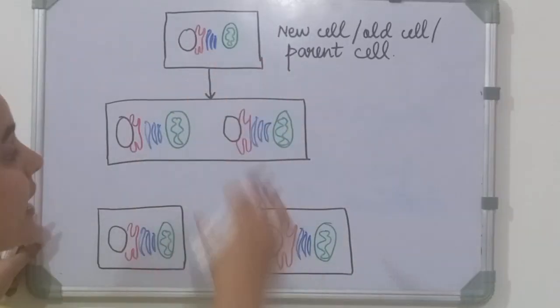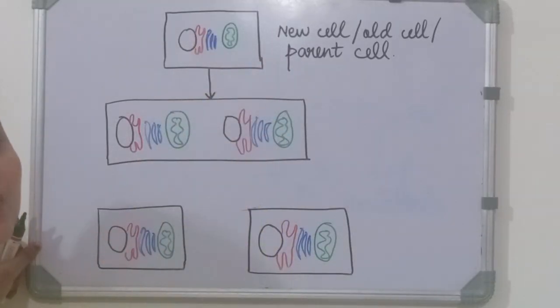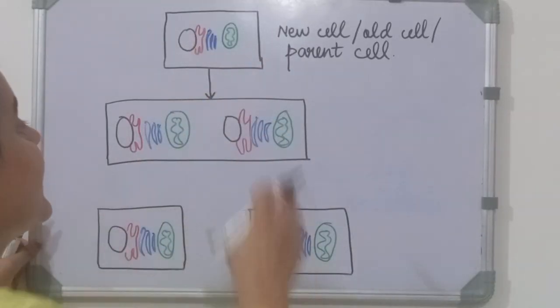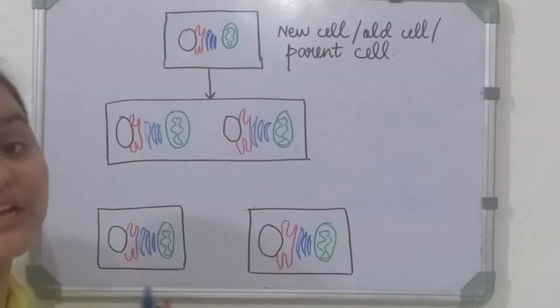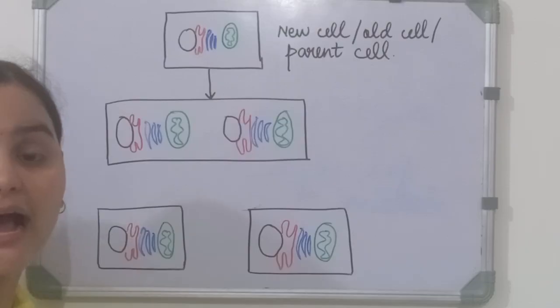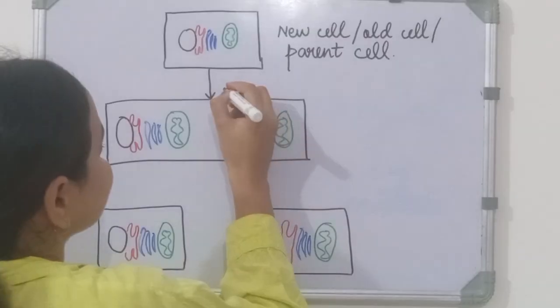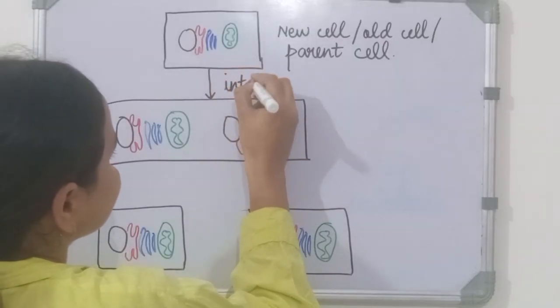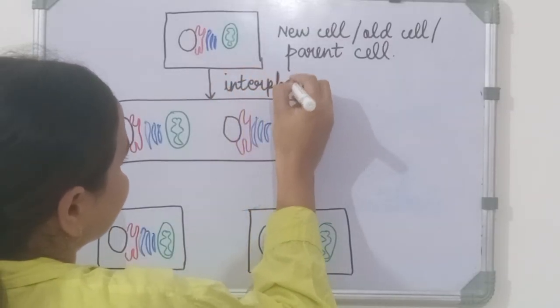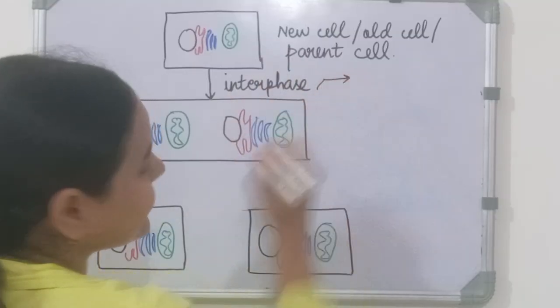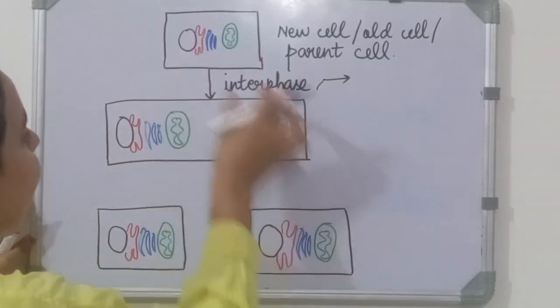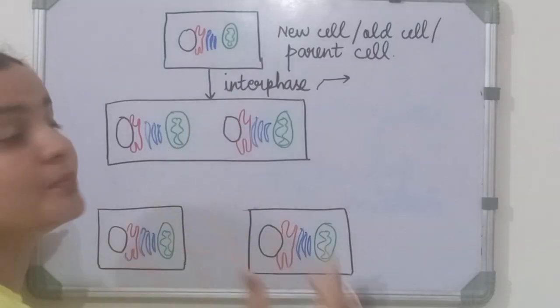So from here till here, this intermediate stage is known as interphase, in which the cell is preparing for division. So this preparatory phase is known as what? It is known as interphase, which is also known as resting stage. So this is the interphase stage. So in interphase, what is happening?